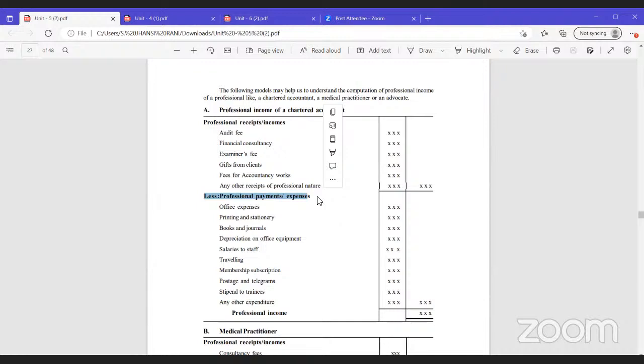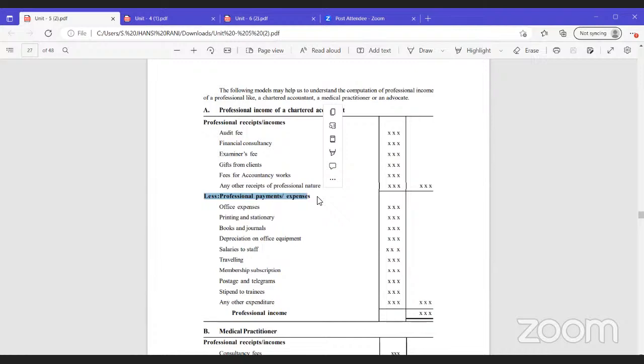And from the office where he has his own office to the client office. Client means your companies will be there. They will go for audit. Yes. So he has to move from one place to another. So traveling expenses. And every chartered accountant is a member of the Institute of Chartered Accountants of India. That membership subscription. And they will send letters, postage, telegram.